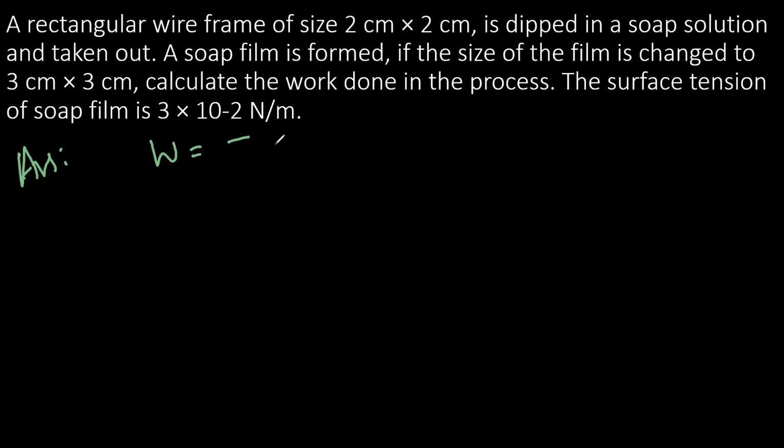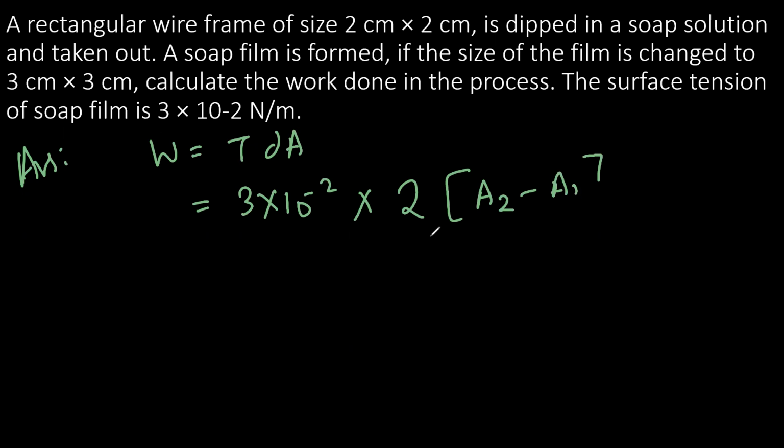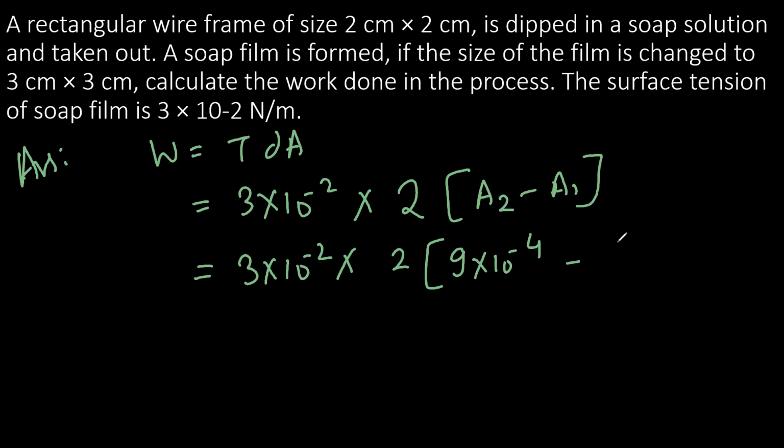So W is equal to T times the change in area. I know what T is, that's 3 into 10 raised to minus 2. And how to find the change in area? It's 2 times area, both the areas, A2 minus A1. So what is A2? A2 is 9 into 10 raised to minus 4. And A1 is 4 into 10 raised to minus 2.